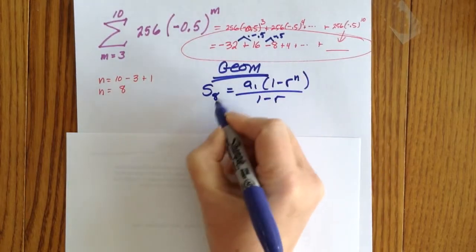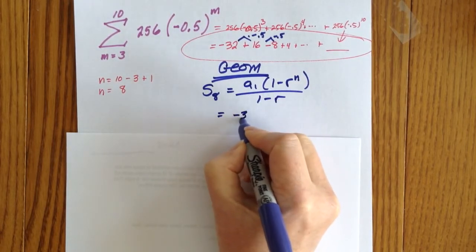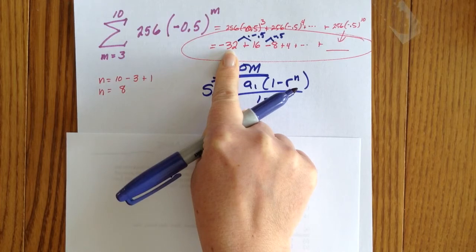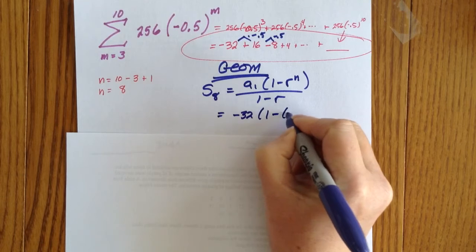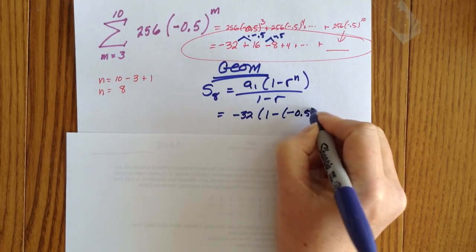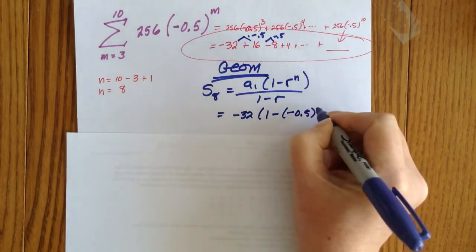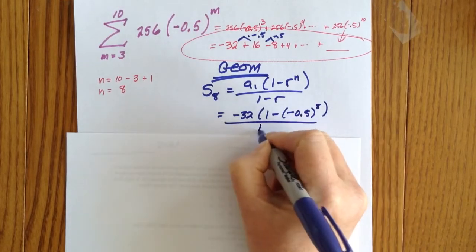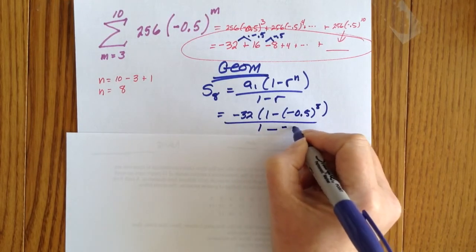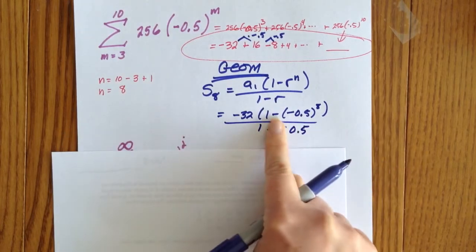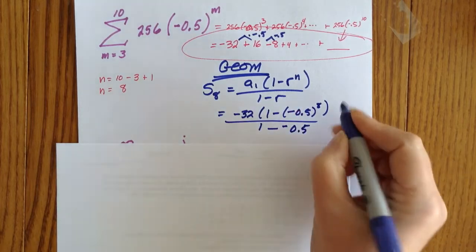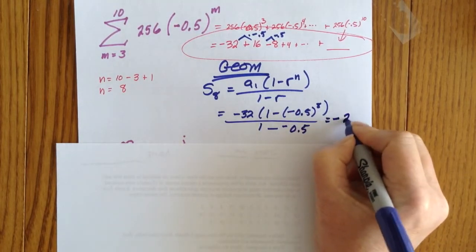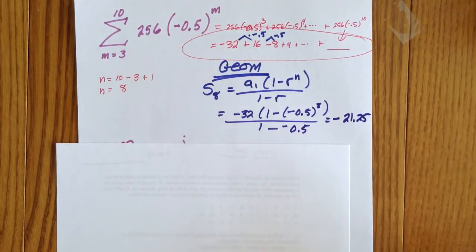From here, you do want to type super carefully. The first term is negative 32. Our r value is negative 0.5. There were 8 terms, over 1 minus negative 0.5. Yes, that cancels. They don't cancel here because of order of operations. You want to type that in carefully, and our answer should be negative 21.25.